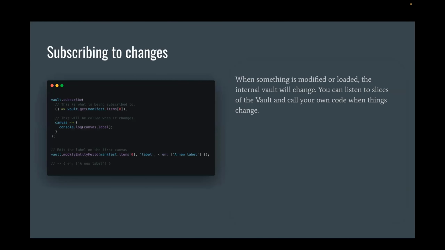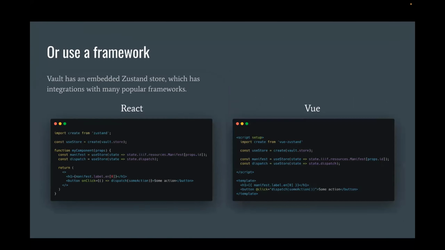Similar to a library like React or Vue, you may want to subscribe to changes so that you can re-render things. So there's an API for listening to anything in IIIF using subscribe, and you can also select and narrow down the slice of IIIF that you want to subscribe to, and then you can obviously render some UI in the browser. But most likely you're going to want to use a framework.